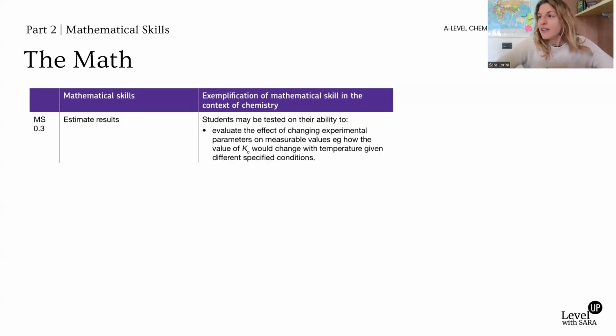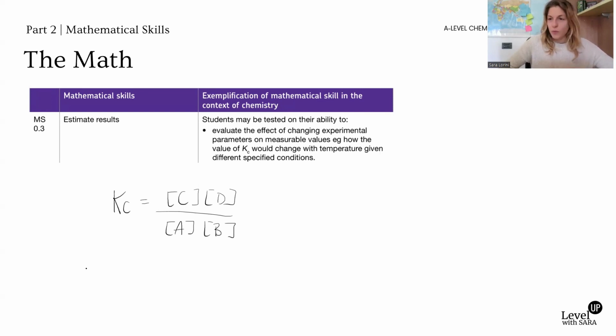Okay, evaluate. So the third mathematical skill is estimate results. So students may be tested on their ability to evaluate the effect of changing experimental parameters on measurable values. Here it is very specific for the value of Kc, and this is just an estimation of the result. This is what it is referring to: when you have the value of Kc, you have, let's call it C and D product over A B reactant.